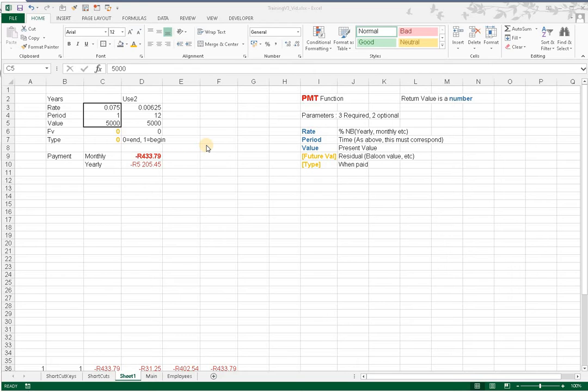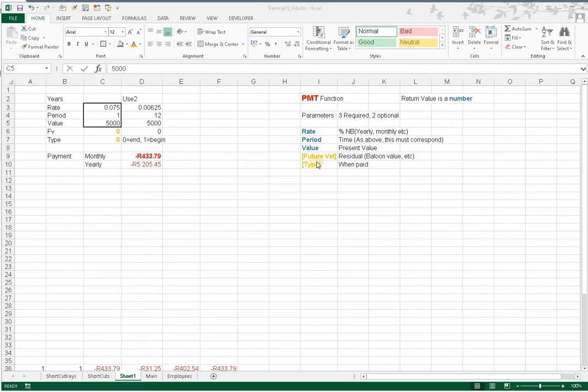The PMT function actually doesn't require 5 parameters. It requires 3 and has 2 optional parameters extra. The parameters are, in this order: the first thing we have to put in is the rate, which is the interest rate, the percentage calculated on a yearly basis. The second parameter is the period, the time that we borrow the money for. The third parameter is the value that we borrow.